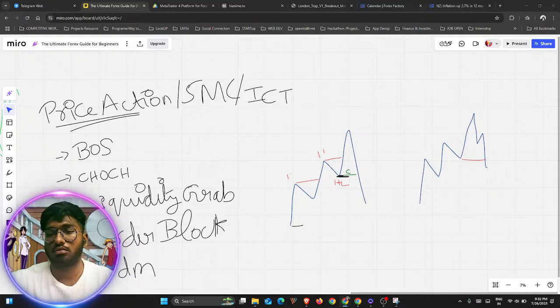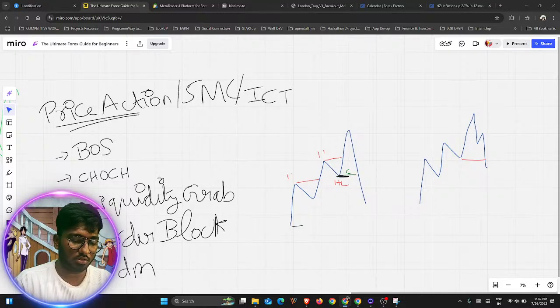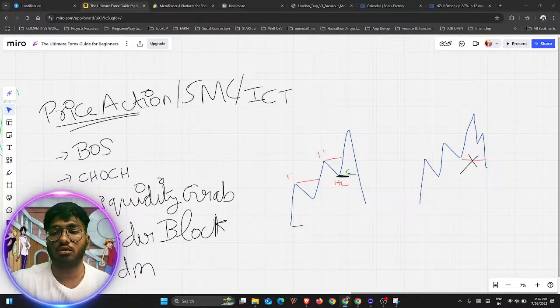So that's one topic. Okay, and change of character, we saw the change of character. What is change of character? So this is not the exact change of character, just know what it is exactly. And another part was liquidity zone.